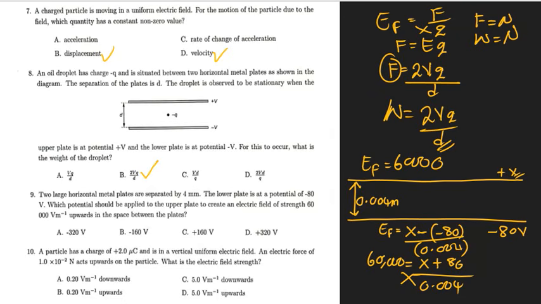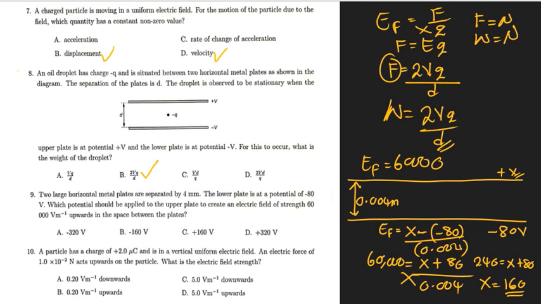You cross multiply, let's see what we are going to have. So we've got 60,000 multiplied by 0.004. I'm getting 240 on this side, equal to x plus 80. Then we subtract 240 minus 80, 160. So our x is 160.